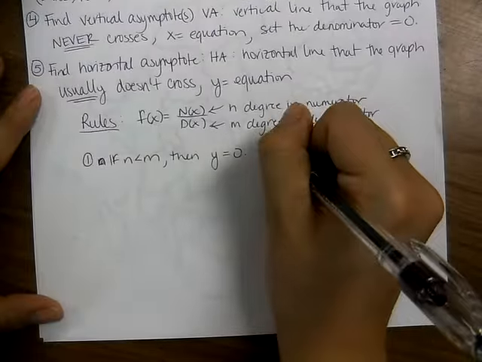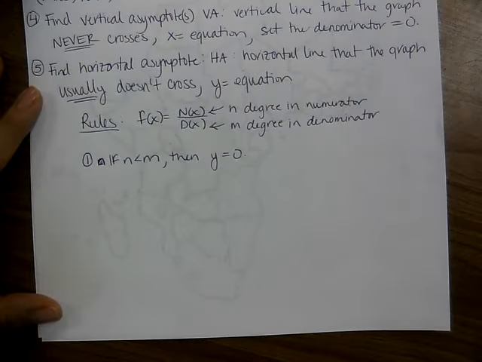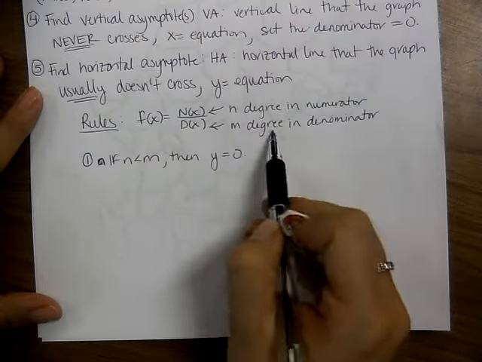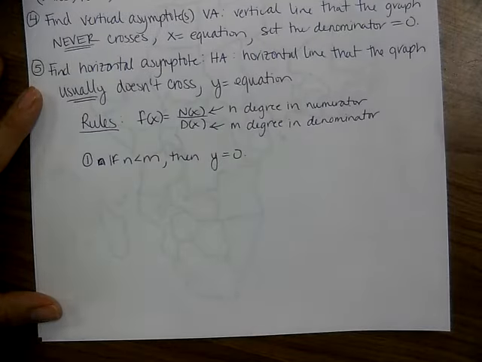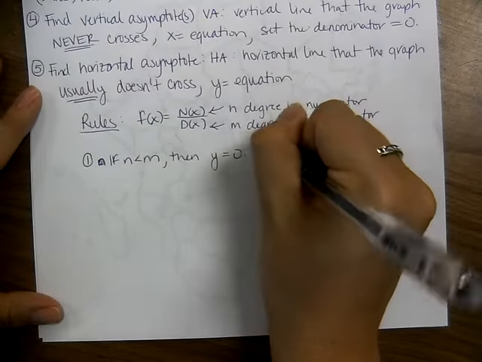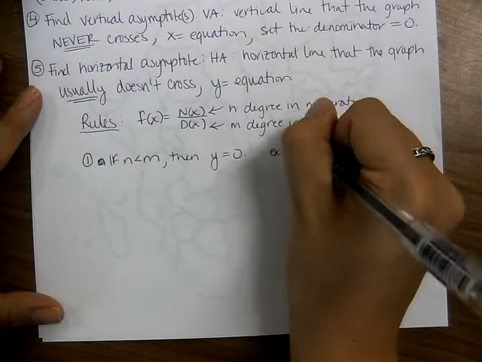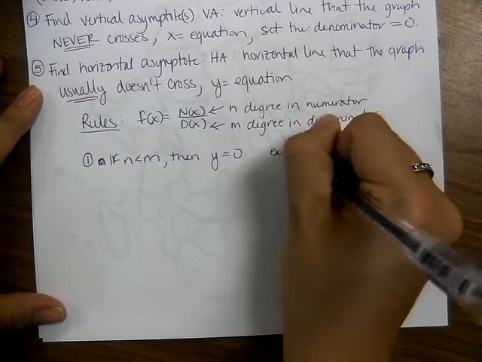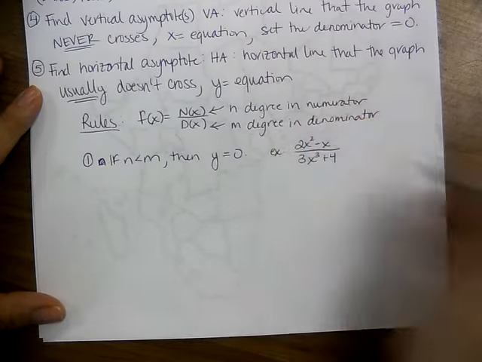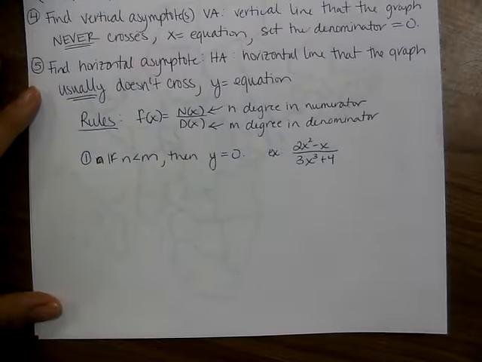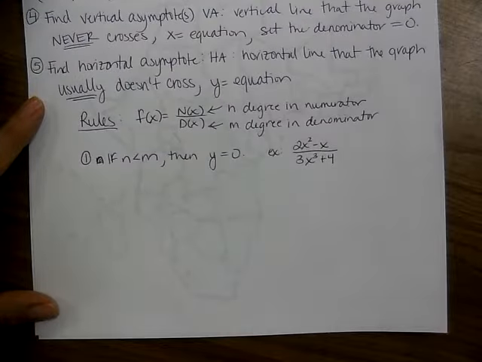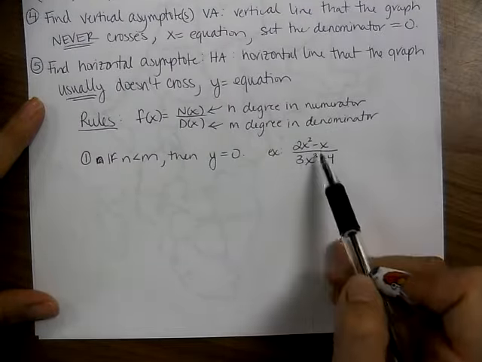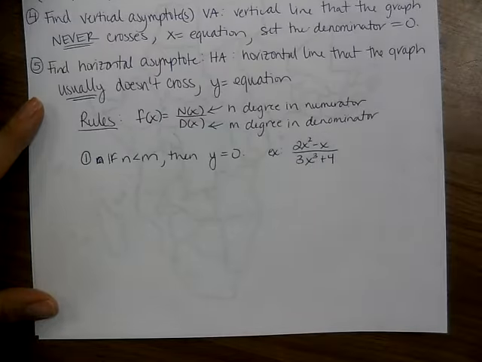Okay, so let me show you what that looks like. M is the degree in the denominator. It's just the polynomial in the denominator, d of x. Yep. So for example, if you have like 2x squared minus x over 3x cubed plus 4, you look at their degrees in the numerator and the denominator, and in this case 2 is less than 3. So if the degree in the numerator is less than in the denominator, then you have a horizontal asymptote at y equals 0.